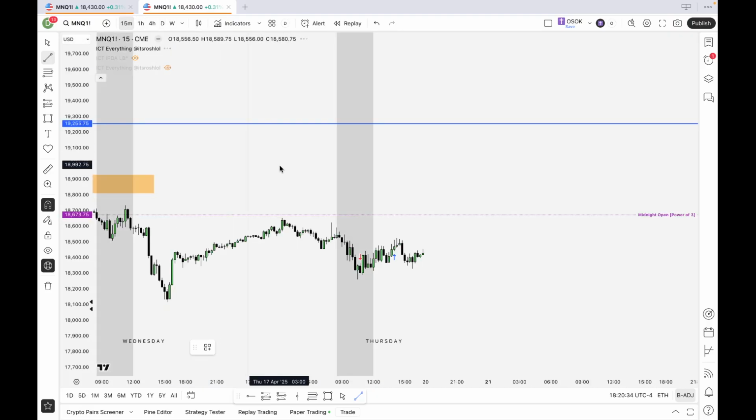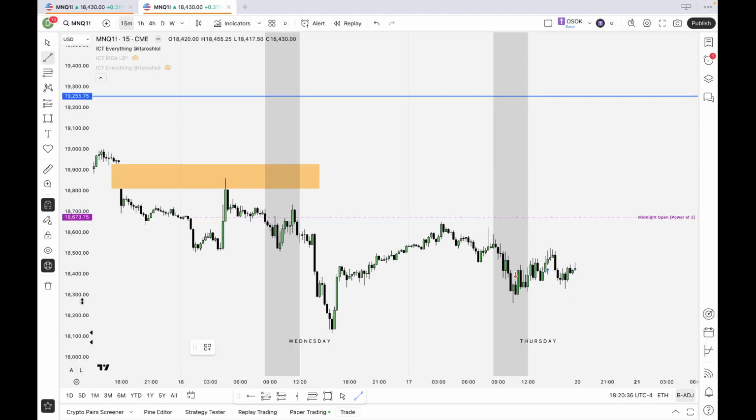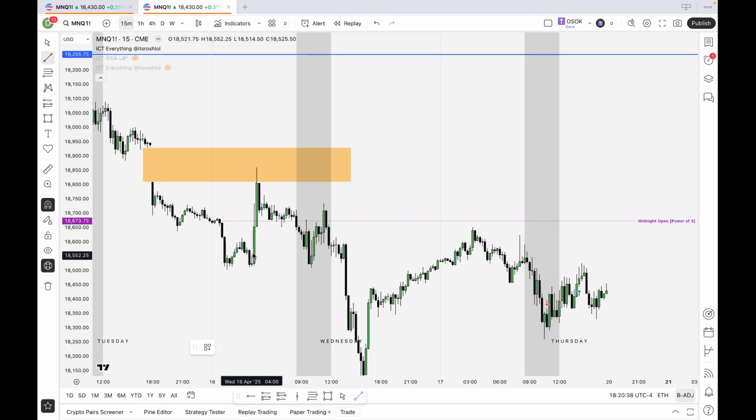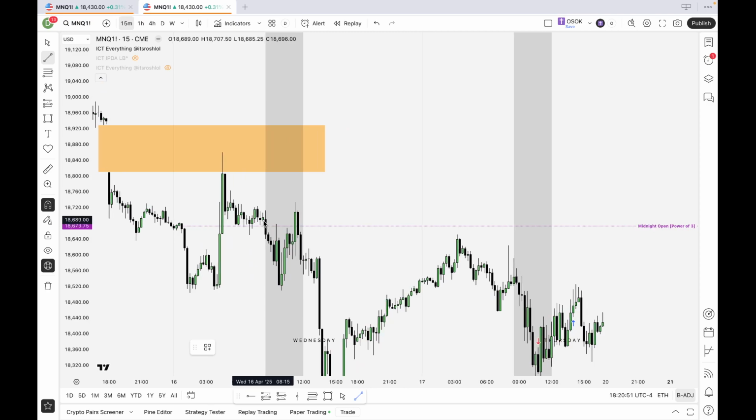So I'll drop down to my entry time frame. You can see on Wednesday in London session, we manipulate into that hourly gap. And then with the 8:30 news release, we displace. Let me draw the gap, with a market structure shift and a fair value gap.